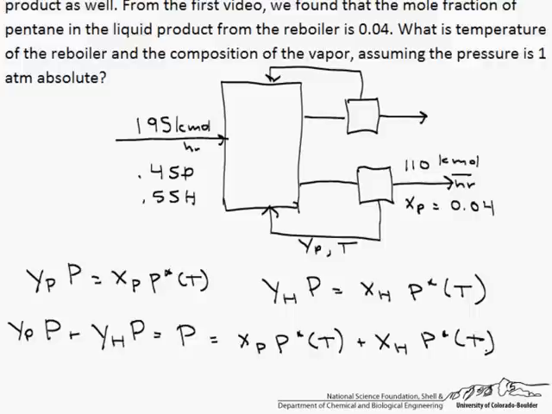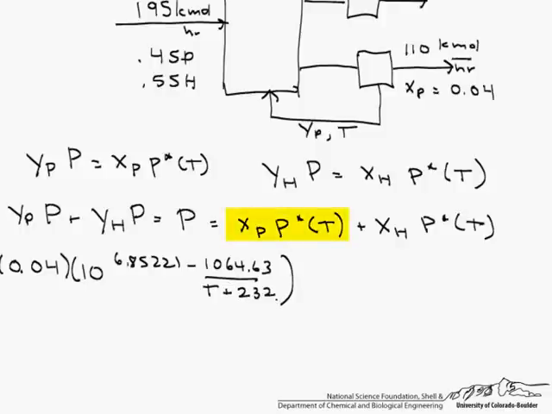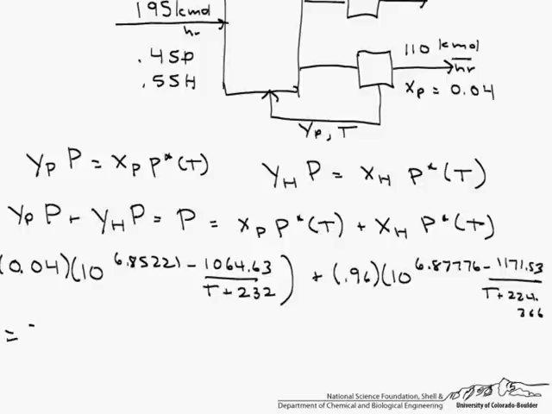So we found earlier that this X sub P was 0.04, therefore the X sub H is 0.96. So let's write this out. 0.04, that's the X sub P, times 10 to the 6.85221 minus 1064.63 divided by the T that we're looking for, plus 232. So that's the X sub P, P star of T. This all has to equal 760 millimeters of mercury because that's the pressure. So remember, again, you're going to have to use some kind of solver. The temperature equals 66.6 degrees C.